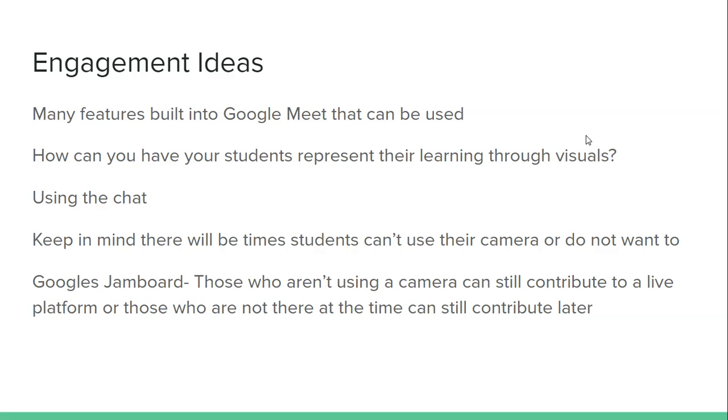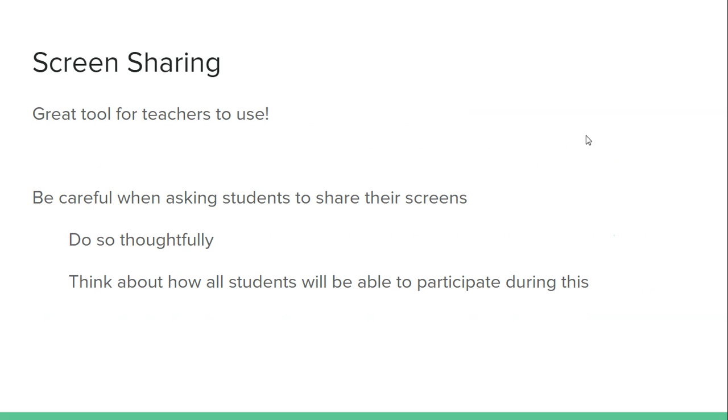Keep in mind that there will be times students can't use their cameras or may not want to use their cameras. So how are you going to create activities where the camera does not need to be involved? A great tool to use is Google's Jamboard. Those who aren't using a camera can still contribute to a live platform. And also those who aren't there at the time will still be able to contribute later and see the thinking of all of their peers.